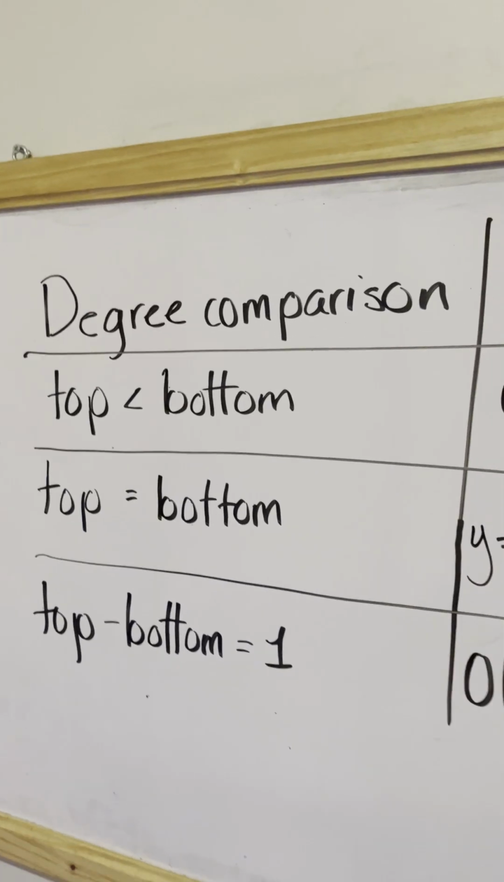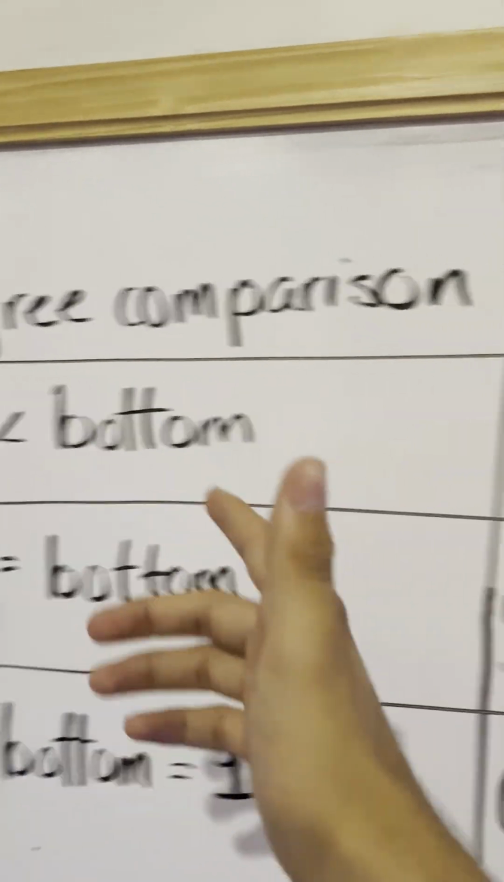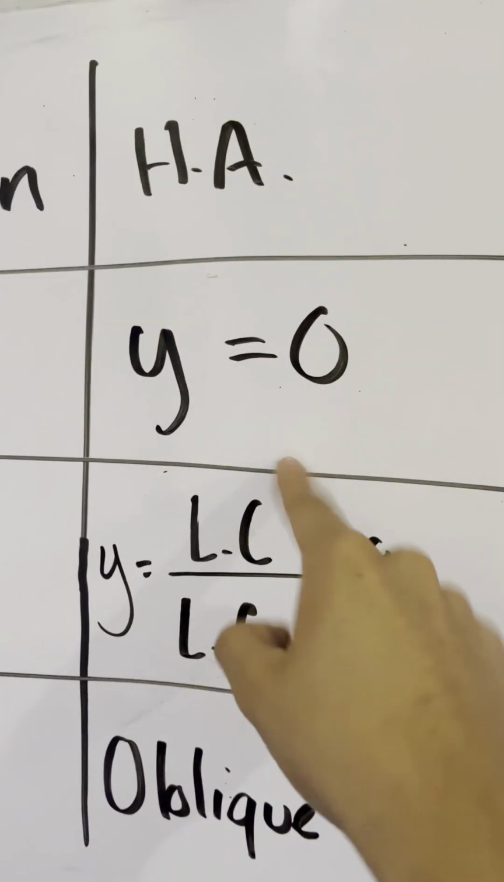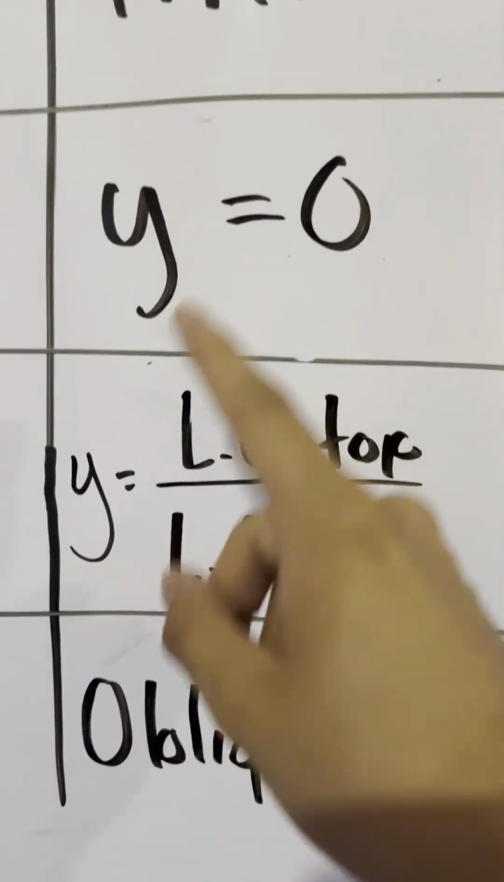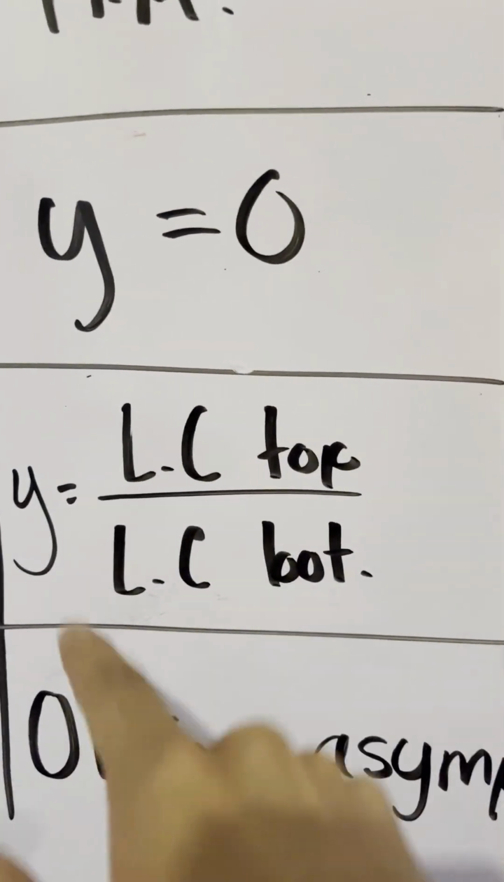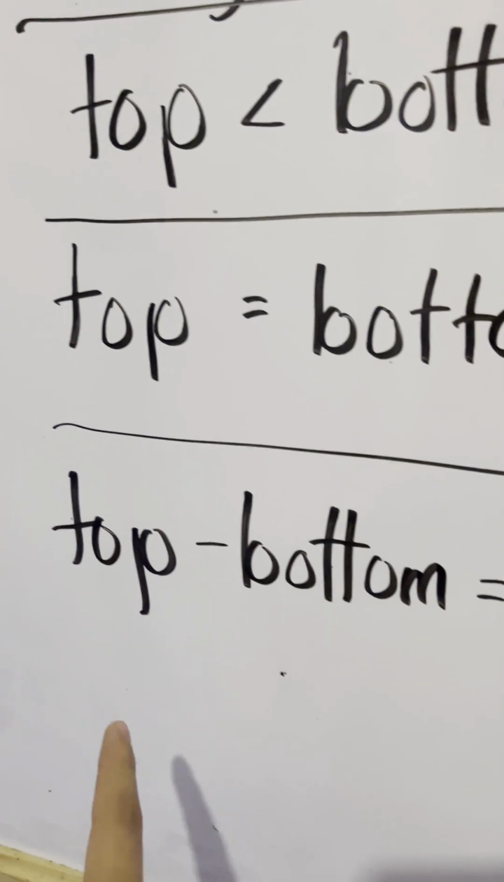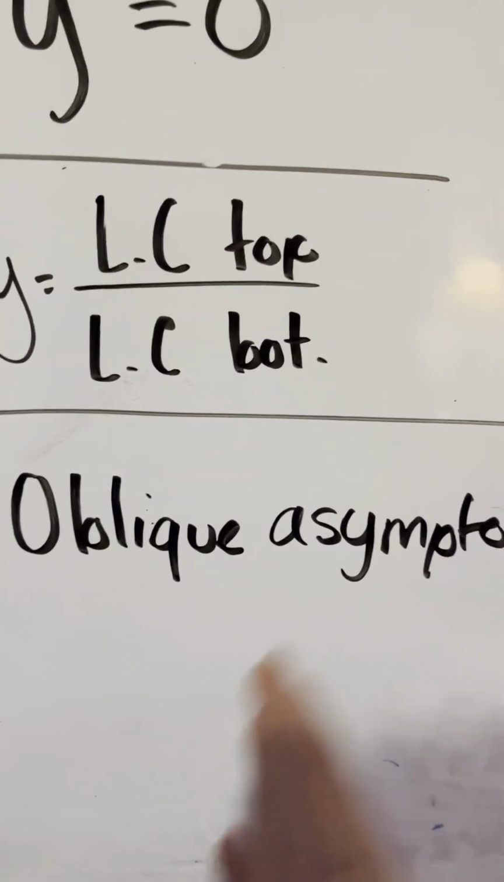Just remember these three rules, right? If the degree of the top is less than the degree of the bottom, then we have a horizontal asymptote at the line y is equal to 0. If the degree of the top and the bottom are equal, then we have a horizontal asymptote at the leading coefficient of the top divided by the leading coefficient of the bottom. If the degree of the top is exactly 1 greater than the degree of the bottom, then we have an oblique asymptote.